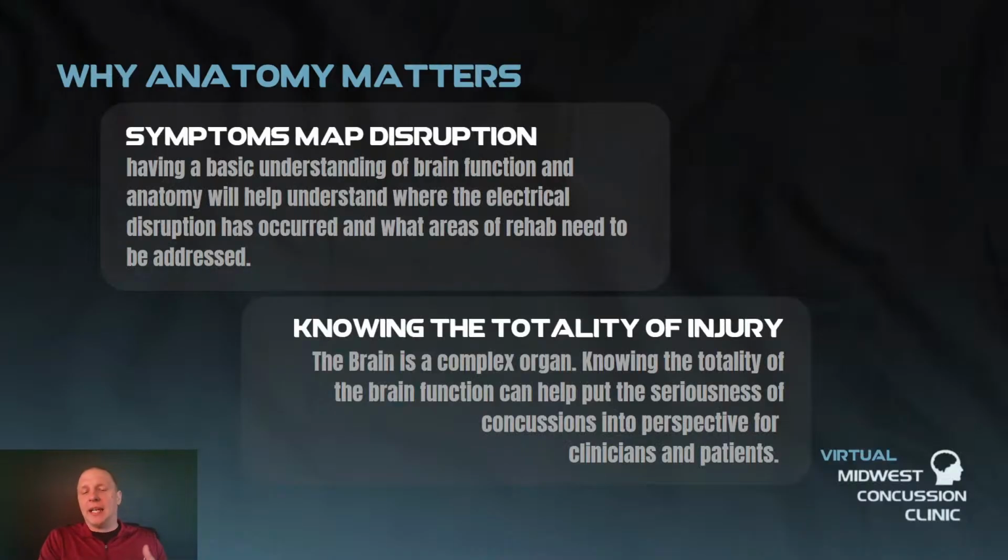Why does talking about the anatomy of the brain matter when we start looking at concussions? My primary focus with going through a basic overview of anatomy is, number one, it gives you a general understanding of where the disruption has occurred in the electrical signal inside of the brain, based on what symptoms a patient is presenting with. If I have a patient who's coming in telling me they're struggling with visual processing, blurred vision or double vision, I know that there has been some form of disruption to the electrical signals inside the occipital region, or the occipital lobe, inside the brain. If I have somebody who's struggling with executive function and processing, I know that there's been some electrical signal disruption to the frontal lobe and the front part of the brain.